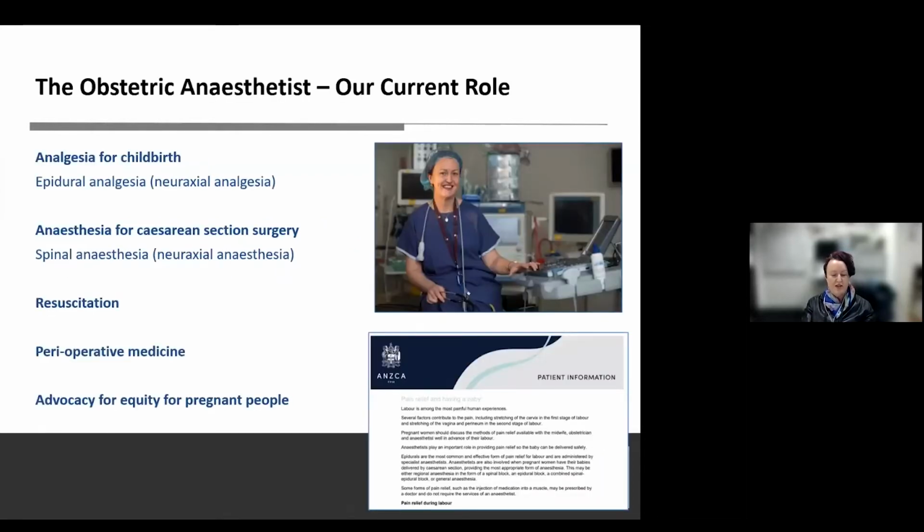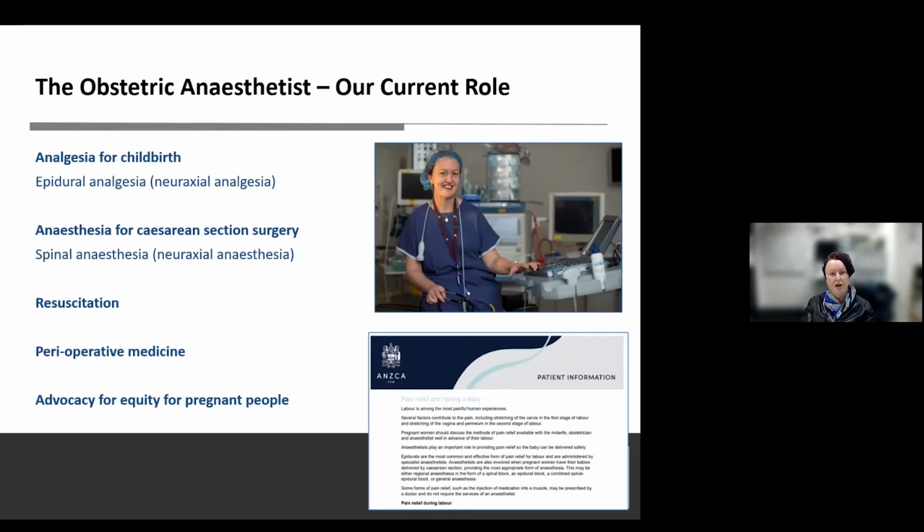So, an obstetric anaesthetist, what is our current role and what do we do? Well, importantly, we provide anaesthesia for women having caesarean section surgery and also analgesia for childbirth, and that is mainly in the form of epidural analgesia. For caesarean section surgery, we mainly provide spinal anaesthetic, but sometimes we also provide general anaesthesia as well.